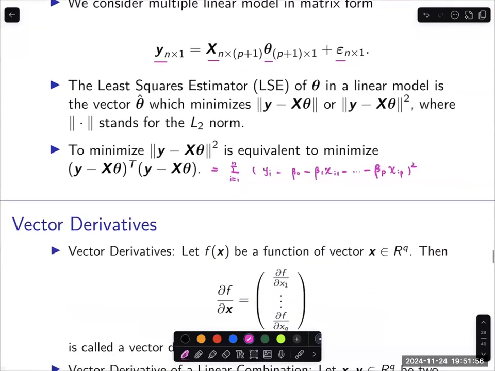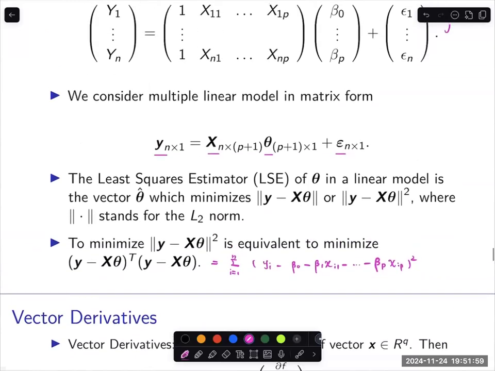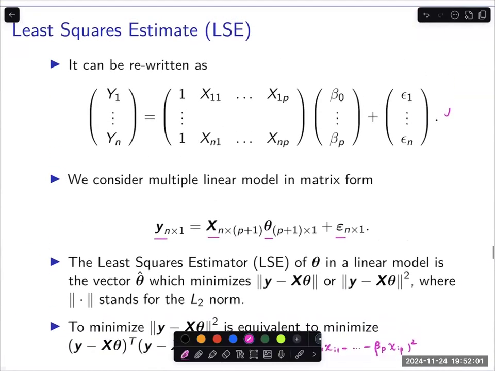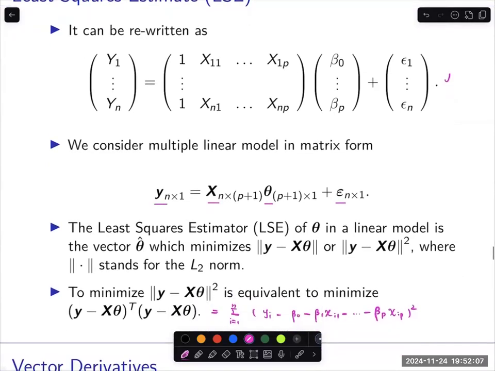So in order to get the minimizer for beta 0 up to beta p, as what we already presented previously, we are going to take the partial derivative of the following expression, y minus X theta transpose y minus X theta, with respect to beta 0 up to beta p one by one and set them to 0. That will give us a linear system of p plus 1 equations, so that we can find the solution where the first derivatives are all equal to 0.